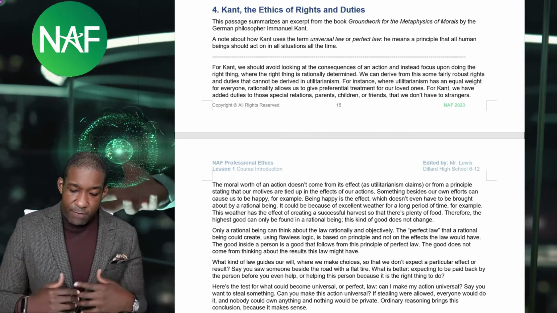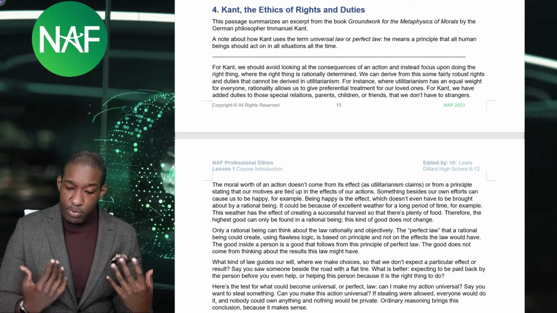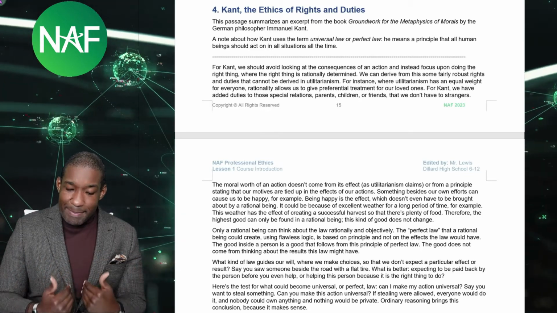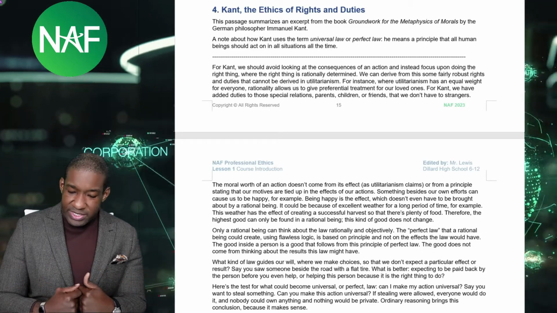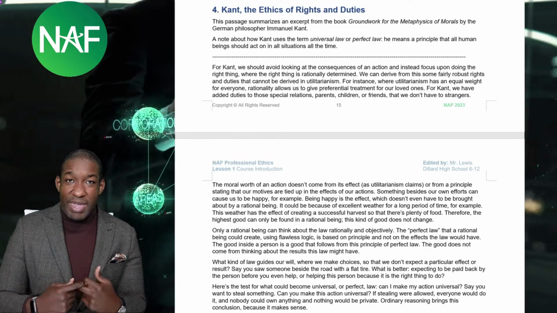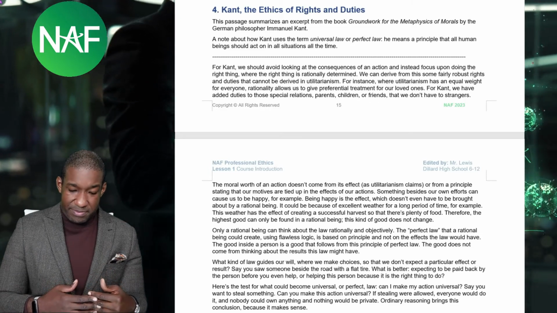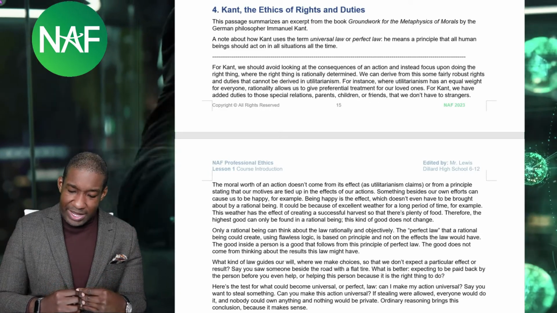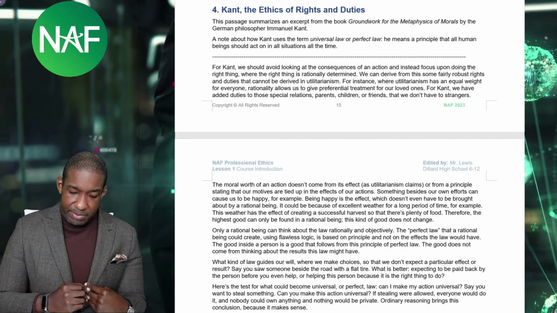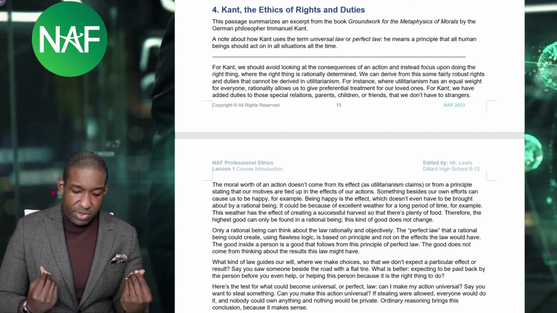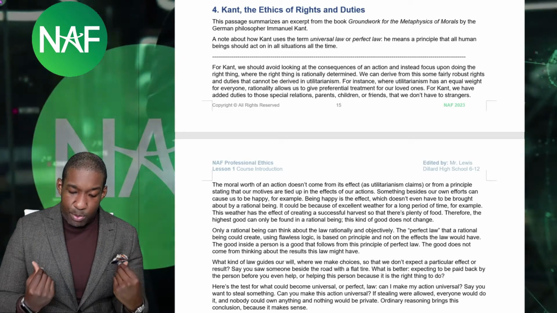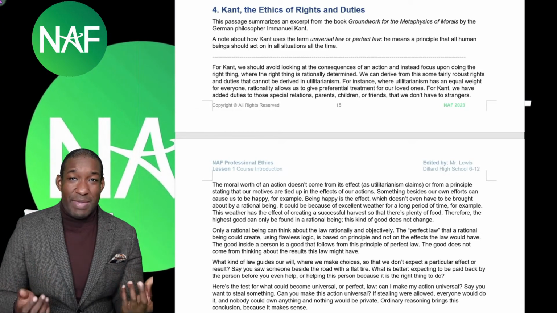Here's the test for what could become universal or perfect law. Can I make my action universal? Say you want to steal something. Can you make this action universal? If stealing were allowed, everyone would do it, and nobody could own anything and nothing would be private. Ordinary reasoning brings this conclusion because it makes sense.